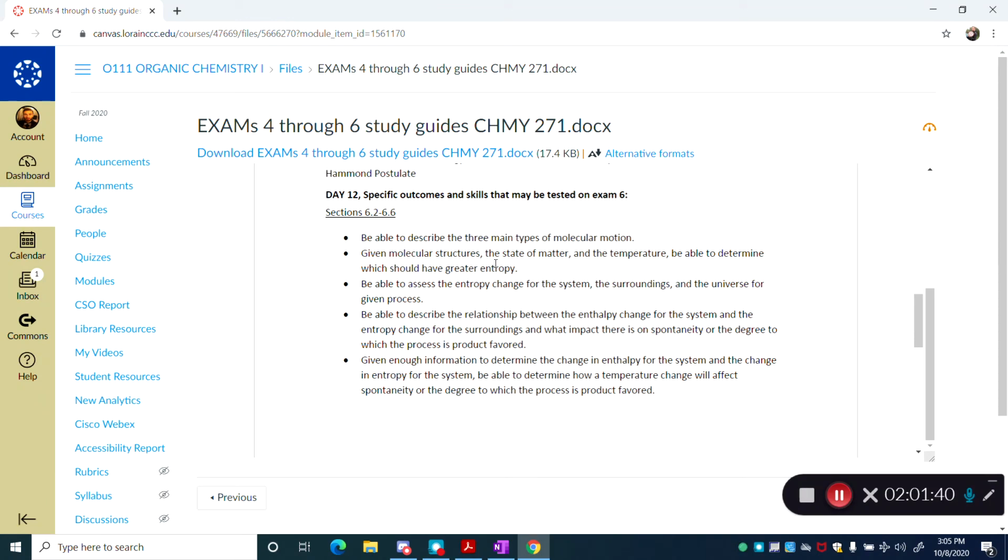Entropy, we talked about that pretty well. How do I assess entropy of the system? I usually look to see if the number of moles is going up or down. How do I assess entropy of the surroundings? I look to see whether the reaction is exothermic or endothermic, and whether the temperature of the surroundings is going to go up or down. How do I determine entropy for the universe? Well, one way to do that is to look at delta G.